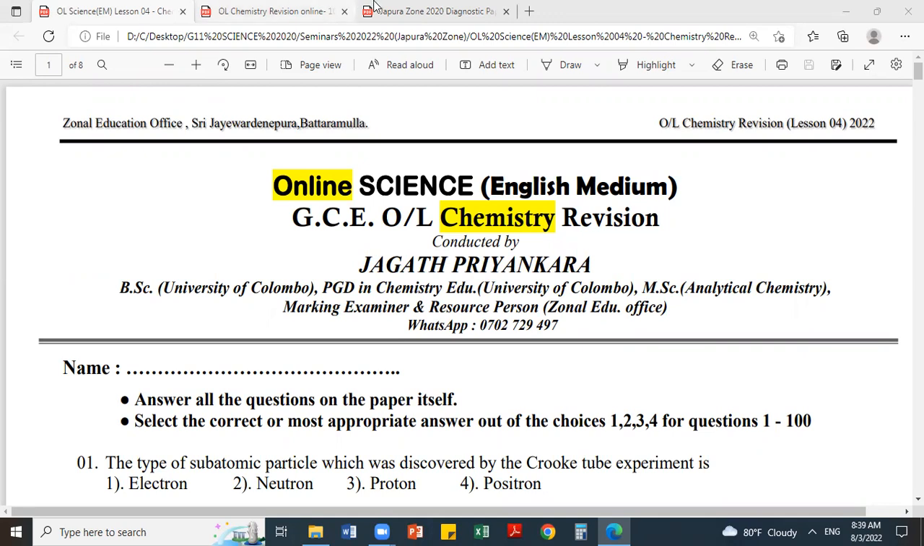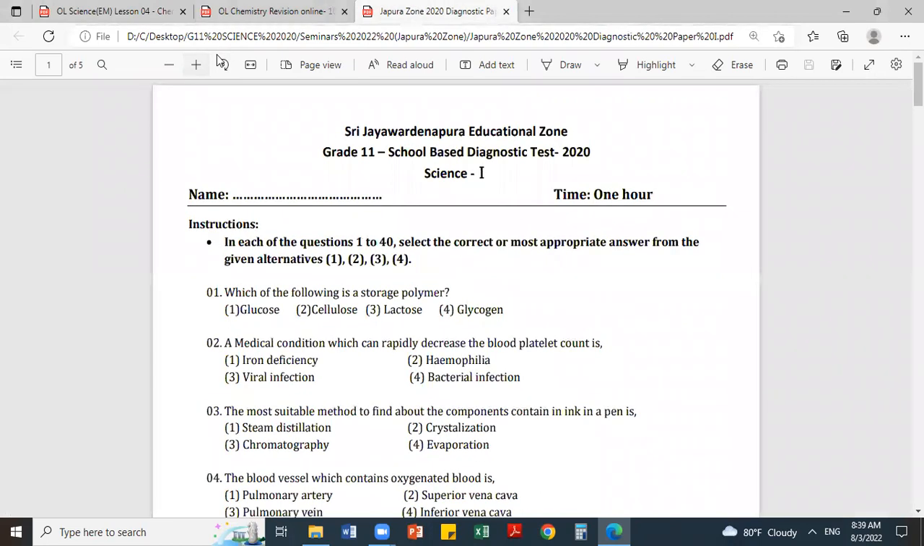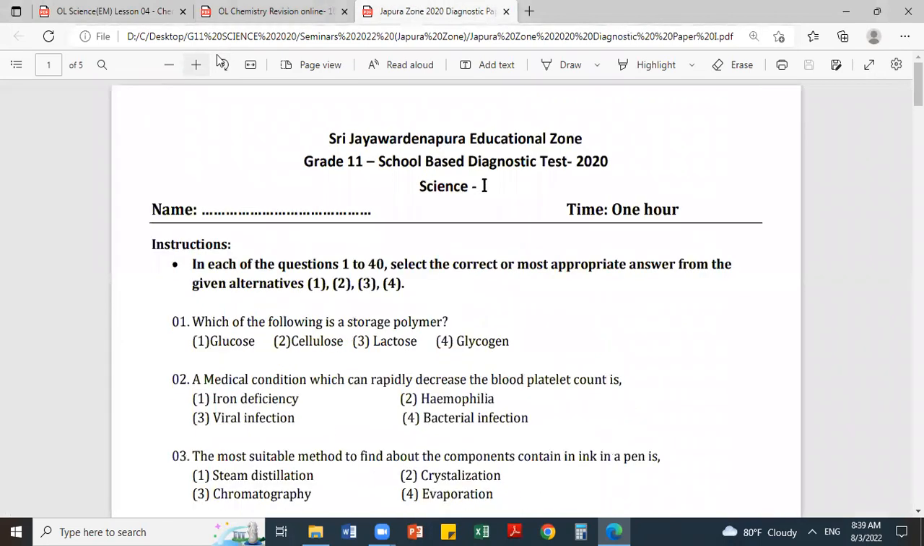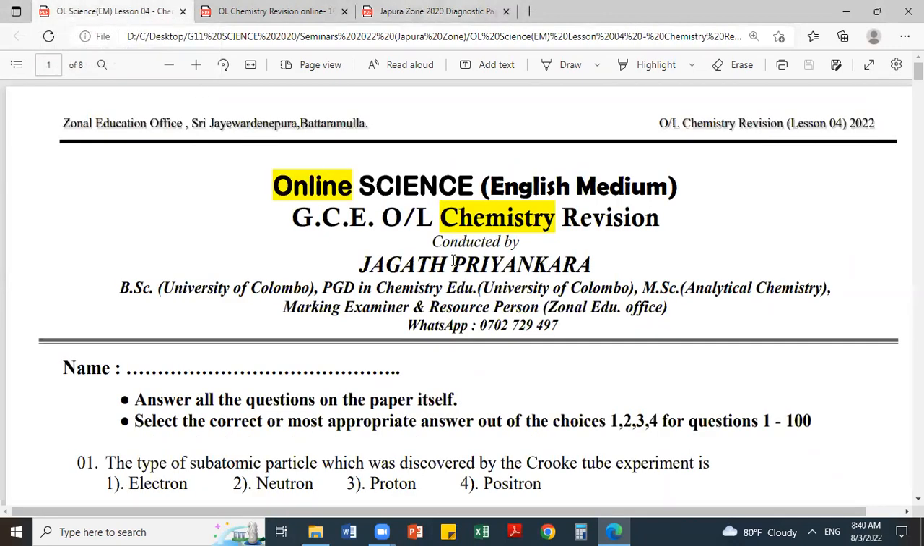After that, you might have got this new paper, the 2020 all batch school diagnostic paper by the Zonal Education Office. First we'll discuss the last 25 MCQs.